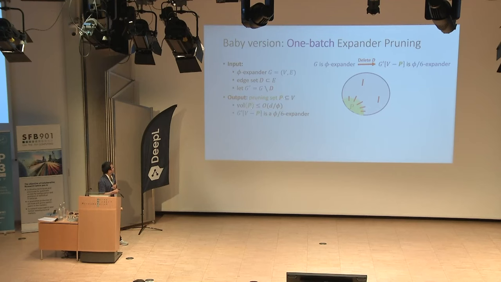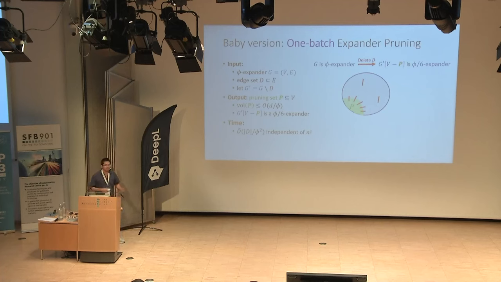What you want to find is one set P such that, first of all, set P should be small, of size proportional to |D|, where |D| is just the number of edges in the set D. This P is small, and the complement of P is still an expander, but it's a phi over 6 expander. It's still an expander, but gets worse by a constant factor. This is the same problem as expander pruning, except that every deletion is given to you in one batch. It turns out that you can find this set P in time proportional to |D| over phi squared and independent of n. So you start with a graph, delete some edges D, and then you can find the set P such that the complement of it is a phi over 6 expander in time proportional to |D|.